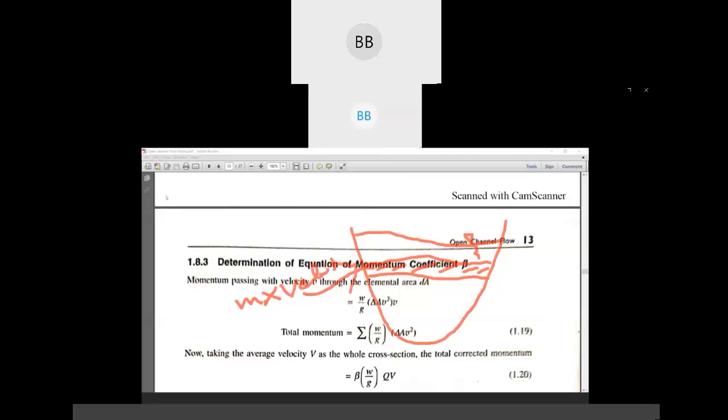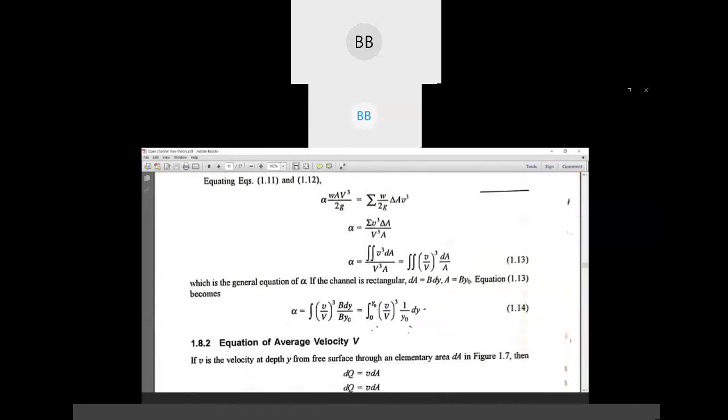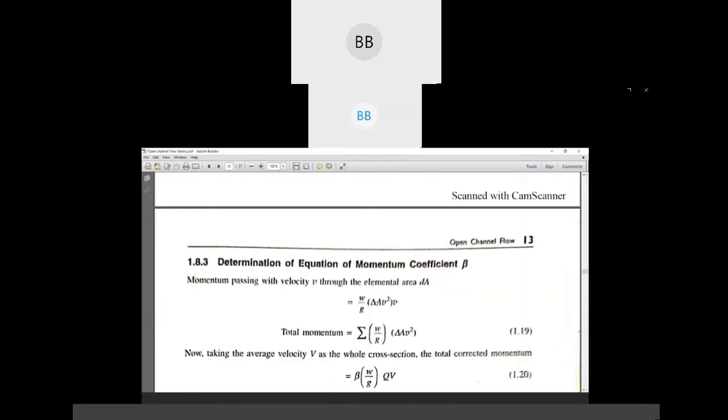For mass we have already derived the equation when we discussed the energy coefficient. This is the weight and this is the mass. We use the same equation for beta also: specific weight divided by acceleration due to gravity, multiplied by the area, that is del A, as we are considering the small elementary area, multiplied by the velocity, that is small v. Small v is the velocity of flow inside the small elementary area.